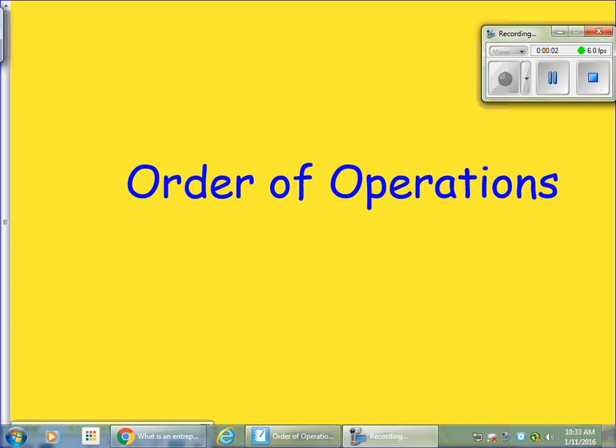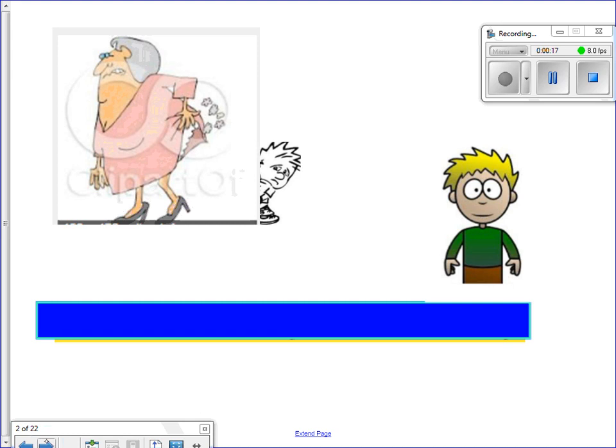Good evening, fifth graders. Tonight we're going to be working with order of operations. This might be new to some of you, and it might be a review for others. The key thing here with order of operations is you have to do the problem in order. Let's take a look here. There's an exact order you do it in.